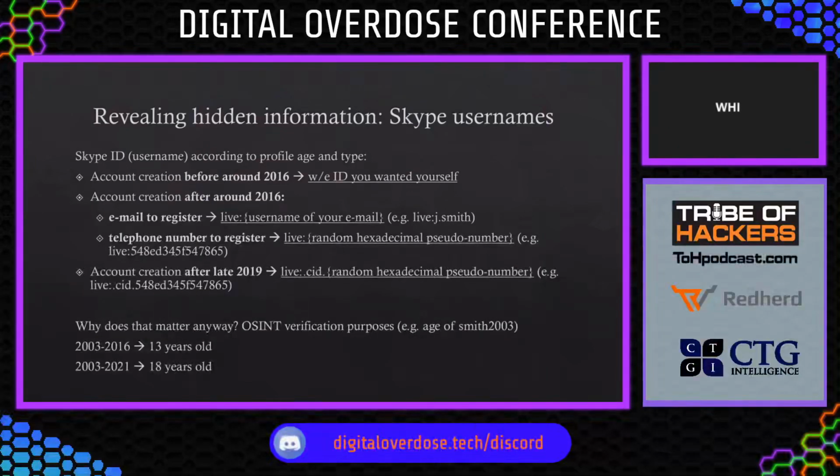If he used a telephone number, on the other hand, to register on Skype, his ID would look like live, followed by a random hexadecimal pseudo number. Regardless of the way he used to register, if someone created an account after late 2019, his ID would look like live, followed by .cid and a random hexadecimal pseudo number. There are many usages of this, but I will mention only one here.